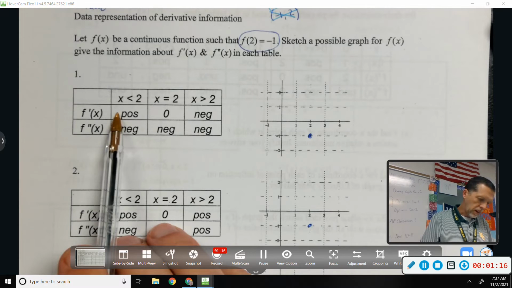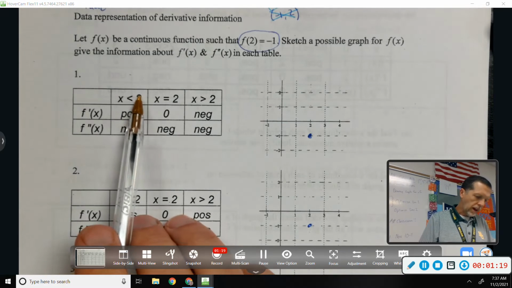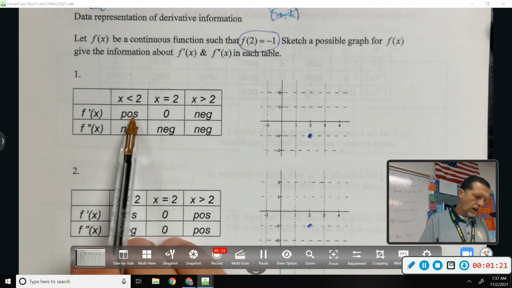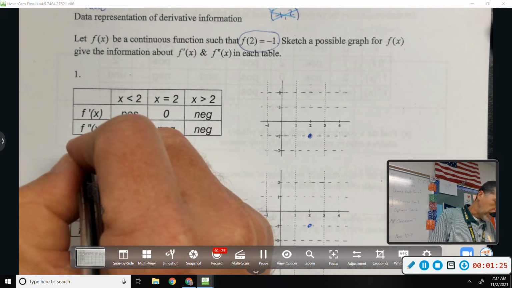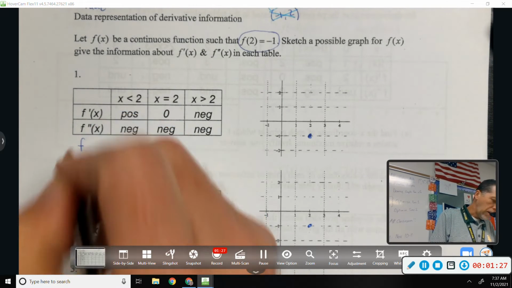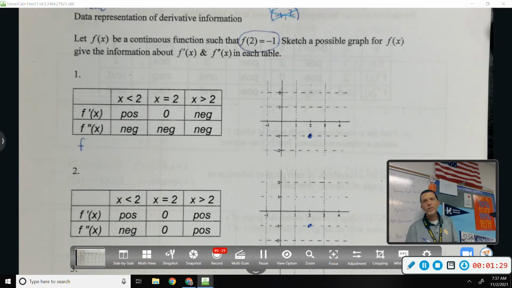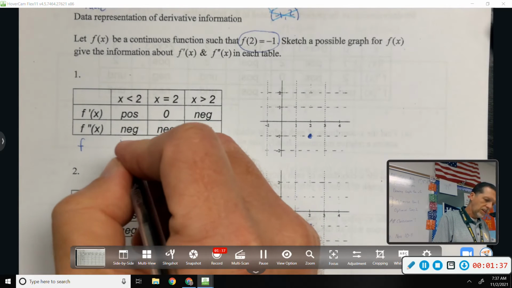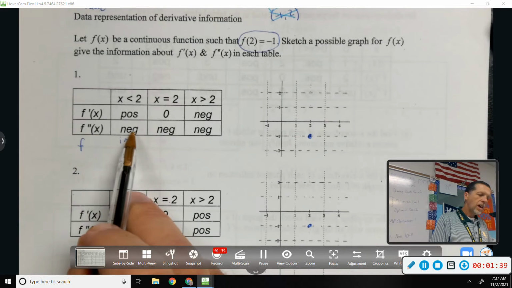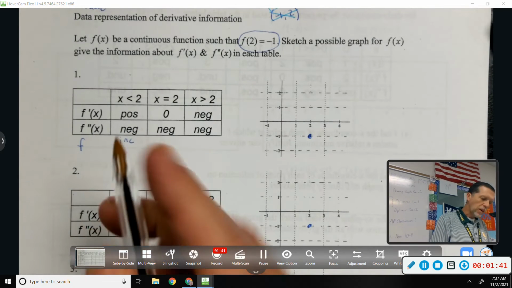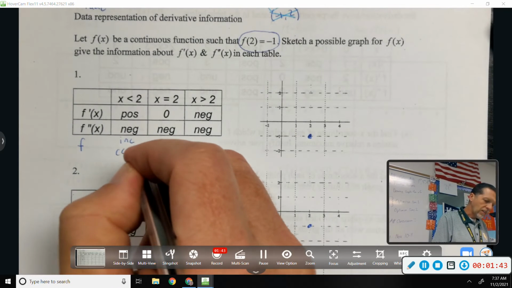Okay, let's see. Number 1. When x is less than 2, f prime is positive. You know what? I think I'm going to add a line to this table to help my brain process what's going on here. Because if f prime is positive, what does that mean about f? Increasing. And if f double prime is negative, then we're concave down.